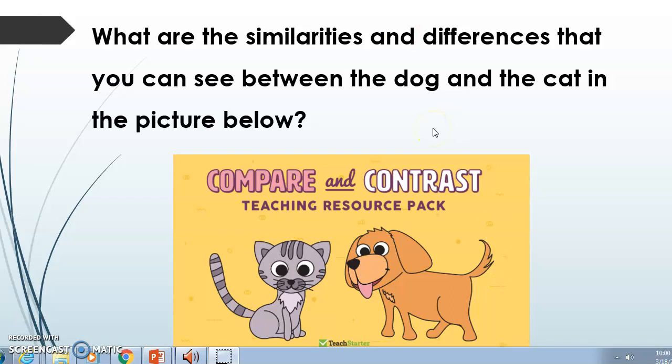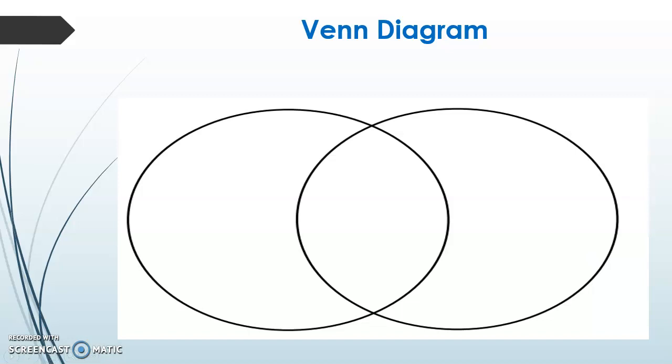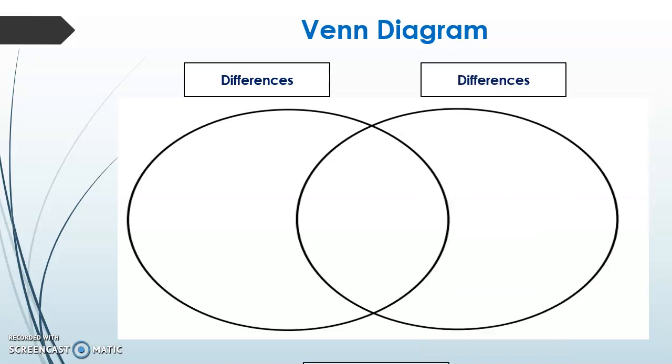Welcome back, grade 4. I'm sure now you all got your pencils and papers. Okay, what we're going to do now is creating a Venn diagram. A Venn diagram. Can you all draw those 2 circles on your piece of paper? They don't have to be perfect, okay? All right. I want you now to write here differences, here also differences, and then write here similarities. I'm sure you all grasped the idea by now.